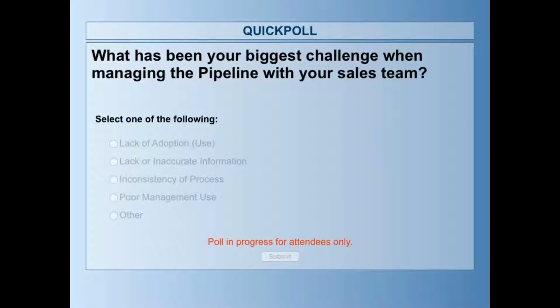It could be inconsistency, meaning some people use it well, other people don't use it that well, and some people use it poorly. And then you have poor management use, which means we just don't have the skills to truly guide our people to use the pipeline adequately. And finally, we have other. So if none of these are your challenge and you have other challenges, you would select other. So I'm going to give you guys 10 seconds to please go ahead and complete this questionnaire to see where we are.